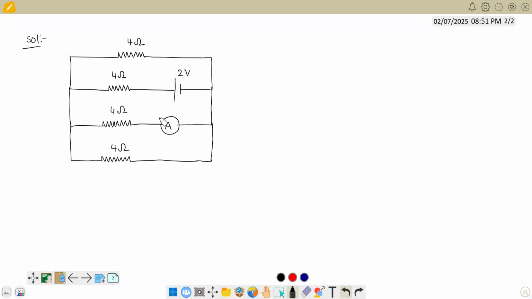First of all, whenever an ammeter is given, if no resistance of the ammeter is given, we will assume that the ammeter has zero resistance. That means we will assume that this is an ideal ammeter. So the only role of this ammeter is to measure the current. That's it. It measures whatever current is flowing, and it will not do anything else in this circuit.